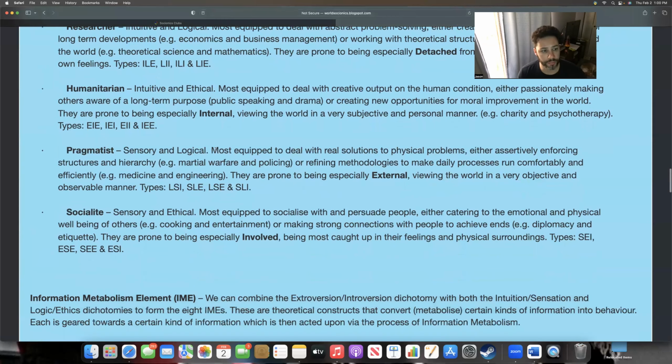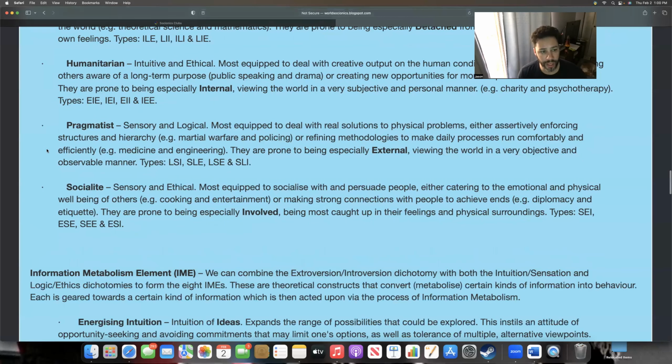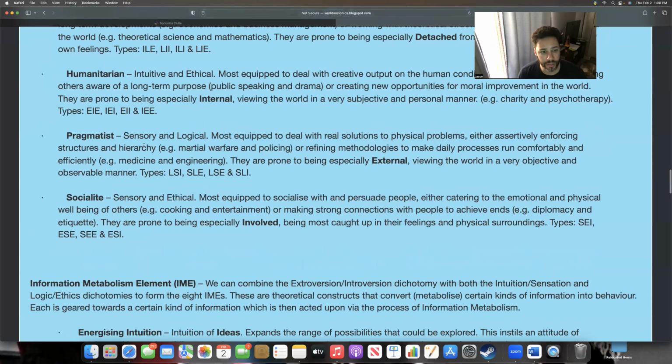That's their focus. Now here, pragmatists. This would be STs, or sensory logical. Most equipped to deal with real solutions to physical problems, either assertively enforcing structures and hierarchies, martial warfare, and policing, refining methodologies to make daily process. Medicine and engineering. I've got a lot to say about that. Actually, all of this, because I've done all of this.